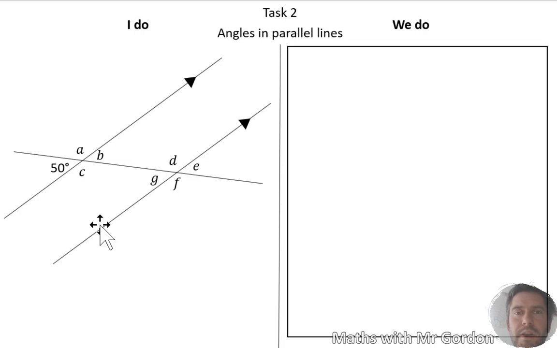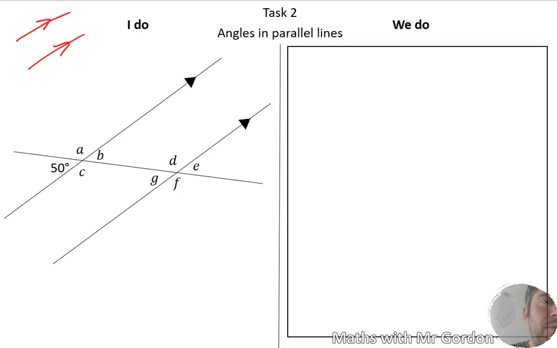So in this task, we're looking at angles in parallel lines. Firstly, let's just double check we know what a parallel line is and what it looks like when we draw it. So here is a line, and here is another line. And if those lines go on forever, then they're parallel if they never touch each other.